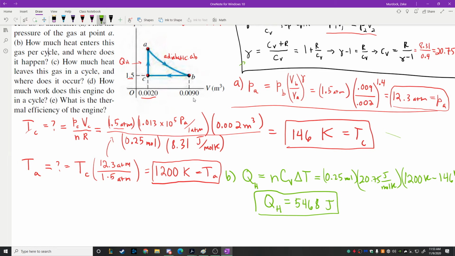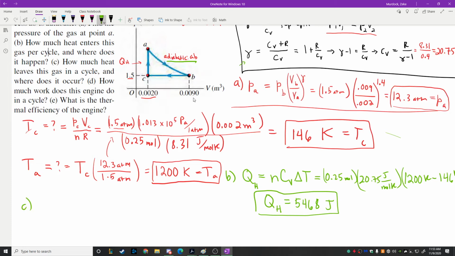So that's part B. Part C says, how much heat leaves this gas in a cycle and where does it occur? First of all, we know there's no heat that leaves through this process because it says that it's adiabatic. So we know that the heat, well, we would say the internal energy, doesn't change from A to B. So it has to be from B to C. And really the only thing we need to calculate then is what is TB equal to.